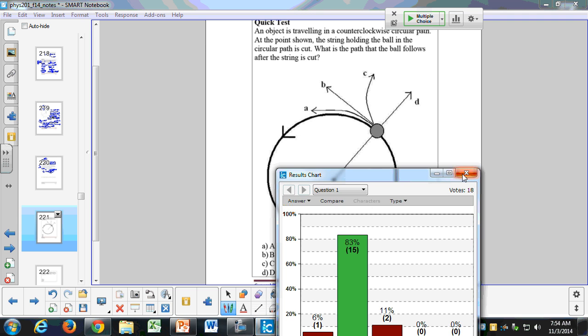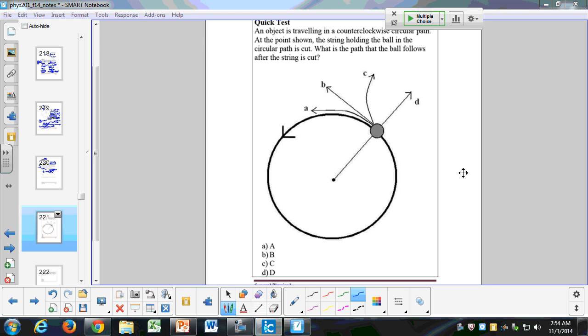Oh, very good. Because it has this inertia, it wants to continue on in the path that it's going. And so at this instant, its velocity is in this direction. Its velocity vector is tangent to the circle. So if you take away that centripetal force, it's going to continue straight along in a straight line path.